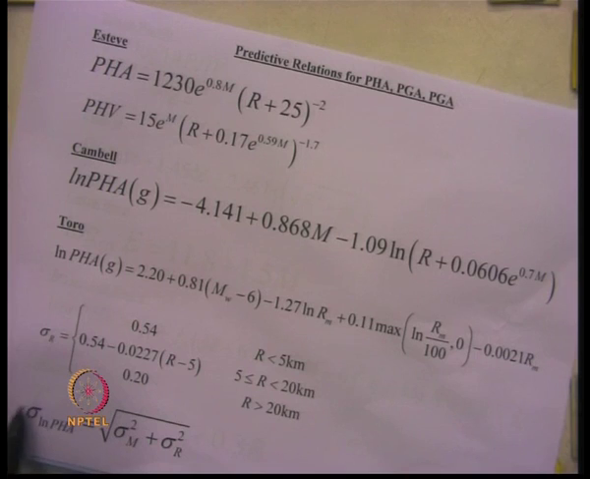And the standard deviation for the PHA is given by this, that is sigma square m plus sigma square r. So, we assume here in this particular equation, or Toro assumed, that the sigma value of PHA will be related to the sigma value of m and sigma value of r, that is, r is considered here again as a random variable like magnitude m.